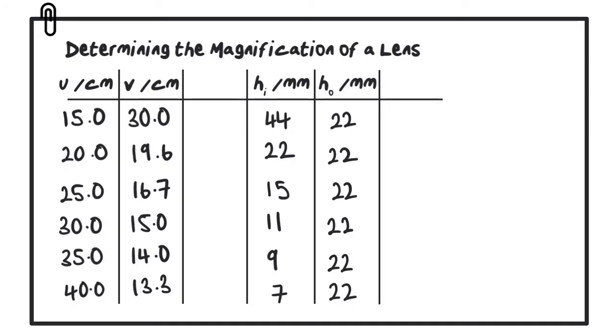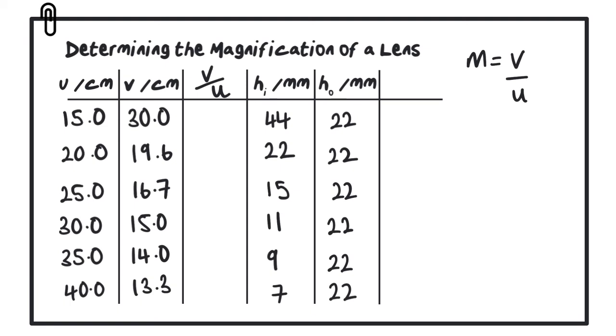Now that we have a set of data, the last step is to work out what the magnification of the lens is at these different points. We have two equations that we mentioned earlier. We have that M is equal to V over U, so the image distance divided by the object distance. I'm going to add this into the next column in the table, V over U. By performing that calculation, that will tell us what the magnification is of the lens at each of those stages.